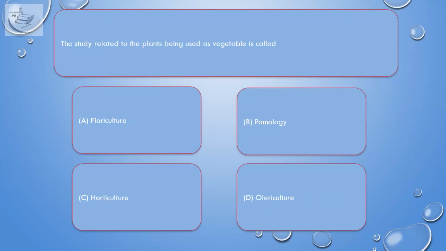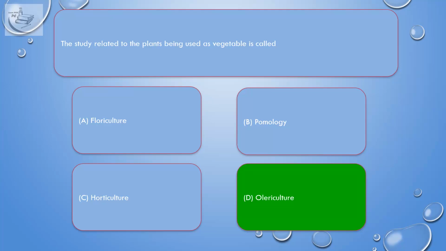Question: the study related to the plants being used as vegetable is called A. Floriculture. B. Pomology. C. Horticulture. D. Olericulture. Correct answer is D. Olericulture.